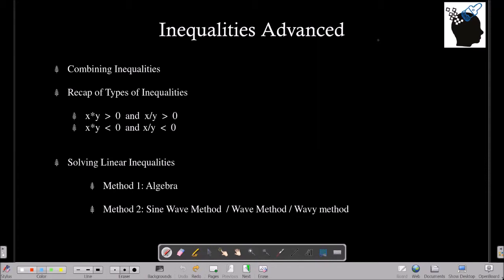So let's get started. In this video, we'll be talking about combining inequalities. We'll do a quick recap of the type of inequalities because we are going to use this when we are solving the problems in this video. Then we'll learn two methods of solving inequalities problems. The first one is using algebra, which might be a bit lengthier. And the second method is using a sine wave method or a wave method or a wavy method. So let's look at combining inequalities now.